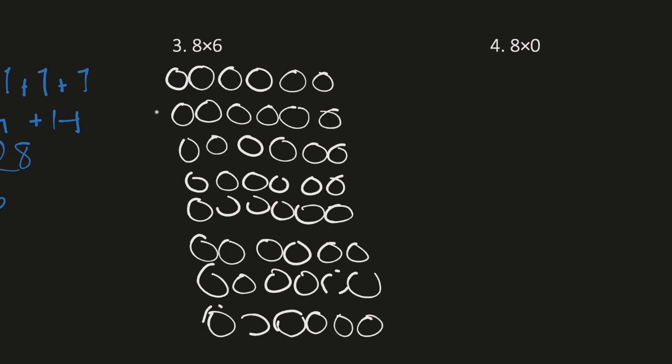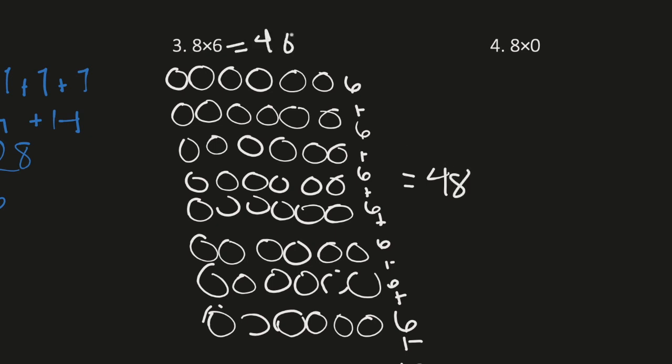Since it's going to take a long time to count, I'm going to add them. So we have 6 plus 6 plus 6 plus 6 plus 6 plus 6 plus 6 plus another 6. So that would be equal to 48. So now we know that 8 times 6 is equal to 48.